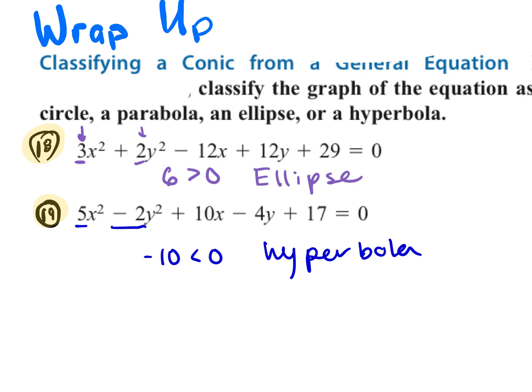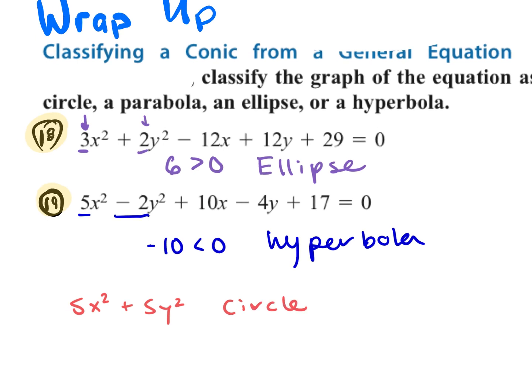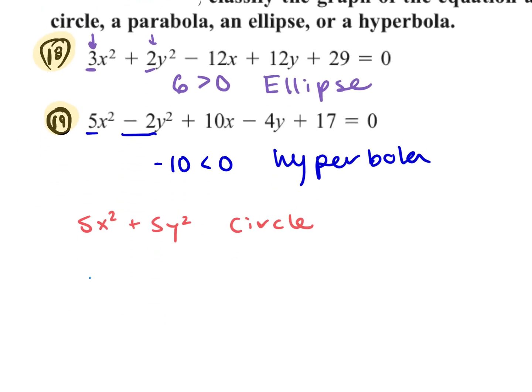And let's say our x squared and our y squared had the same coefficients. So let's say I had 5x squared plus 5y squared. What type of conic would this be? A circle. Let's say one of my squared terms was missing. So if I just had 5x squared plus 2y plus 4x, it would be a parabola. So if I only had one squared term, it would be a parabola.